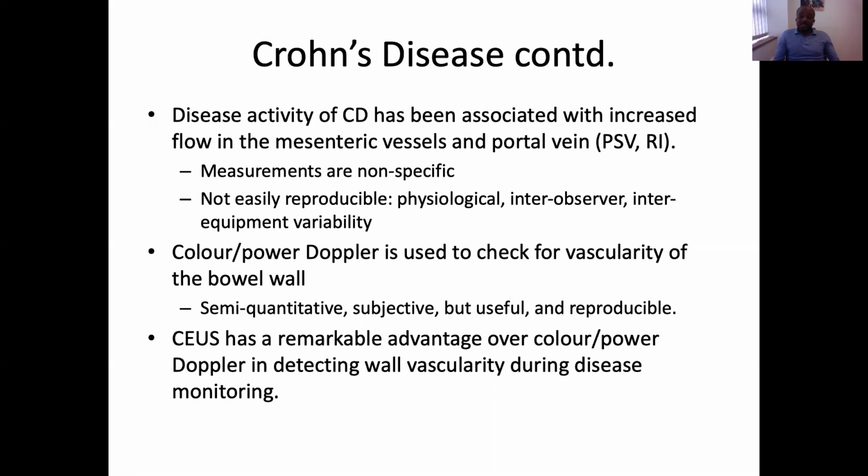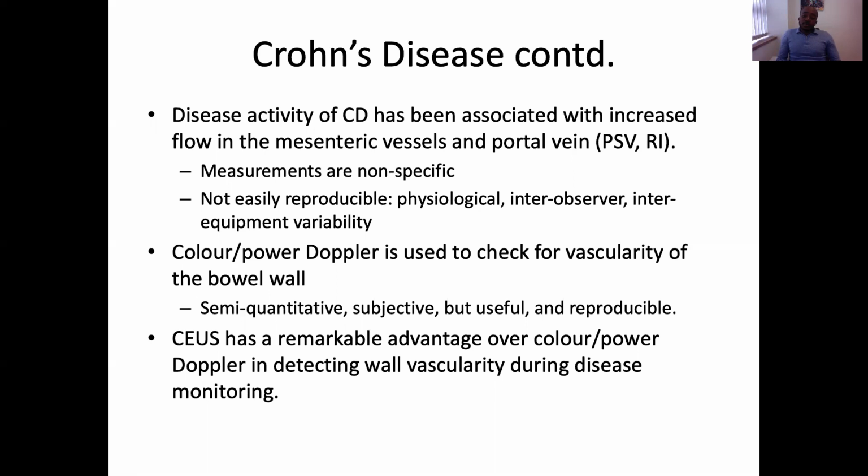you get different readings. So in terms of observer variability, if you use a GE equipment here and this person uses a Canon equipment, you might get different readings as well. So that particular factor isn't popular and not well advised, but it's worth knowing that you can sometimes play around checking the mesenteric vessels and the portal vein to monitor activity of Crohn's disease.